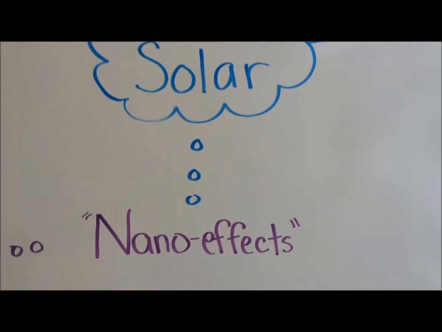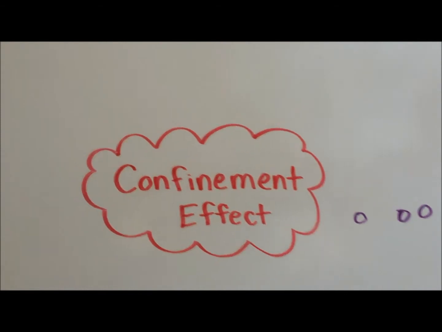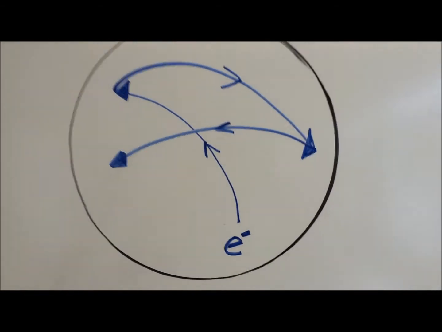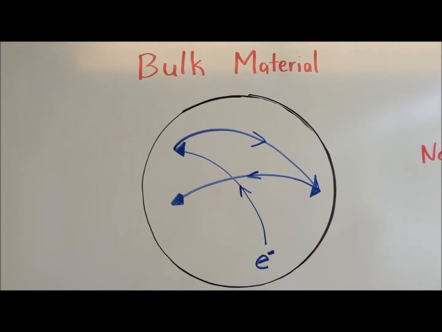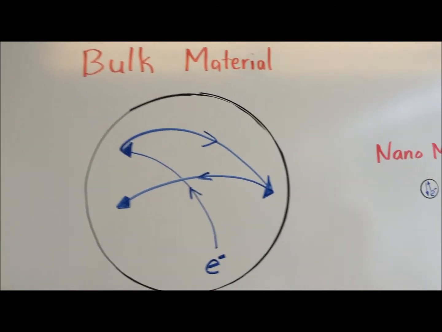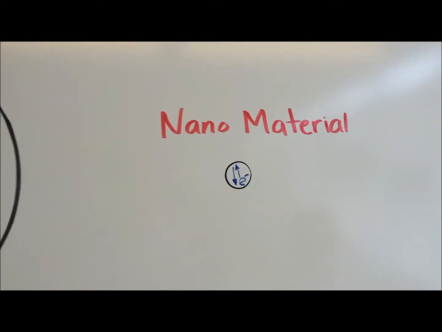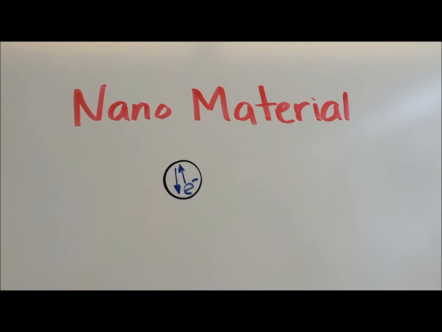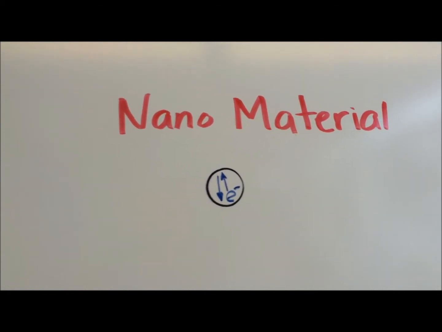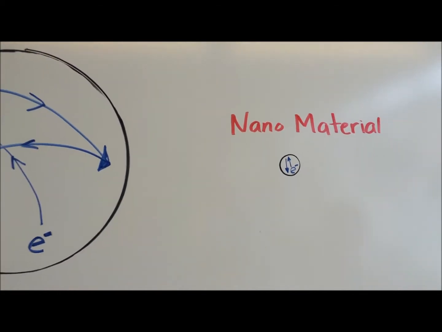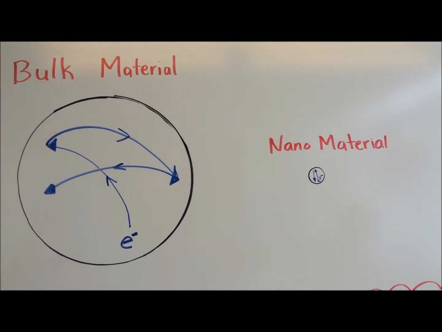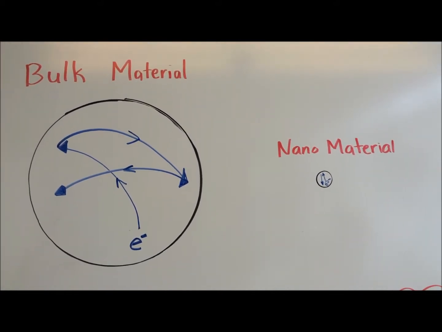The second nano effect is quantum confinement. In bulk material, electrons are able to move through relatively large spaces. In nanomaterial, electrons are confined to extremely small spaces, sometimes only a few atoms in size. This confinement causes a quantization of energy, where electrons can only exist in specific energy levels.